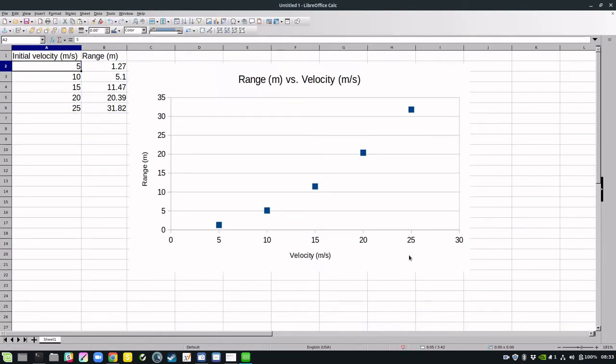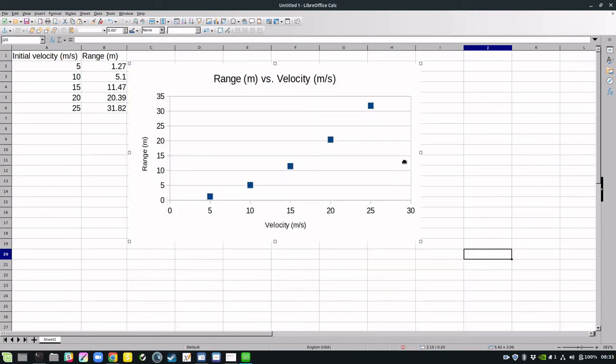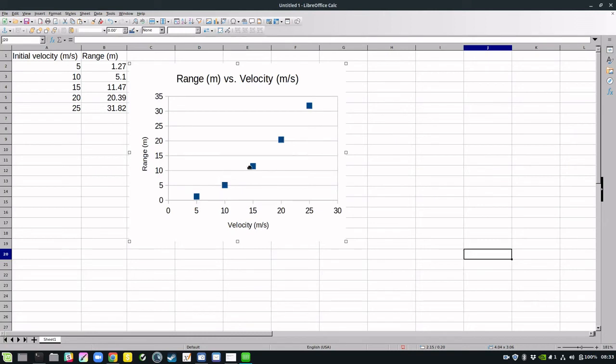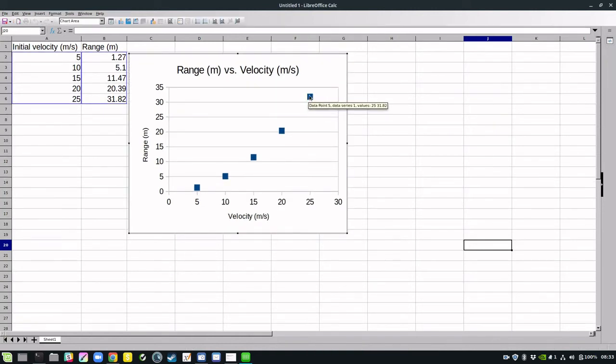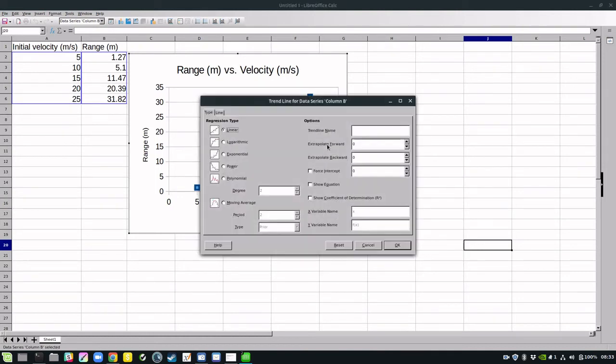Let's see if we can change the shape of the graph here to make that more evident. Can we just go like this? Yeah. So that's clearly not linear. So we're going to have to try something different. Let's go into the graph here and insert a trend line, a polynomial of degree 2, and we'll want to show the equation.